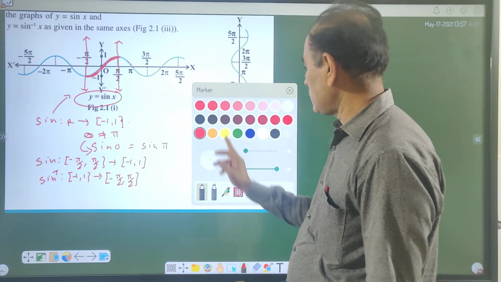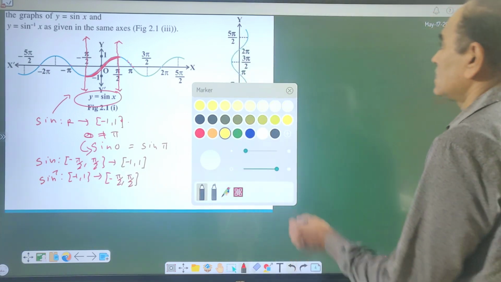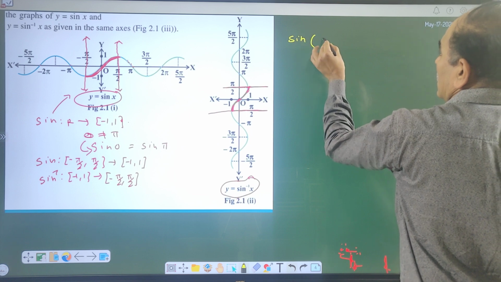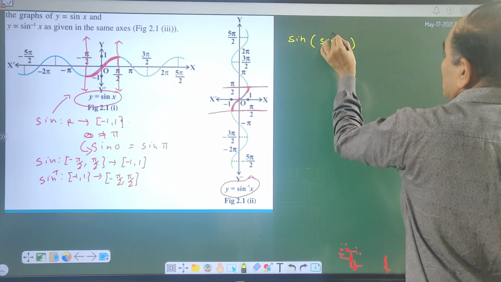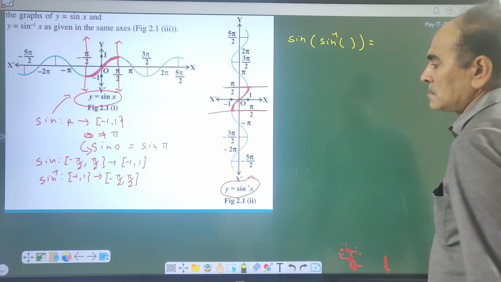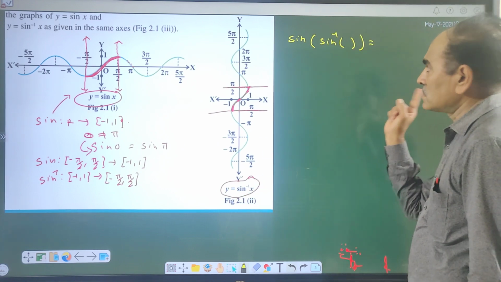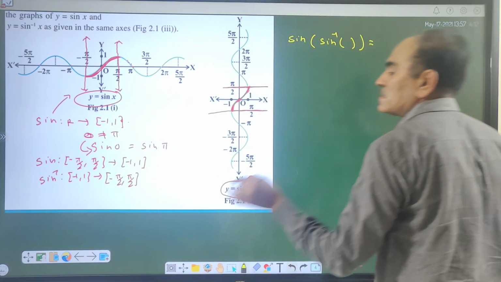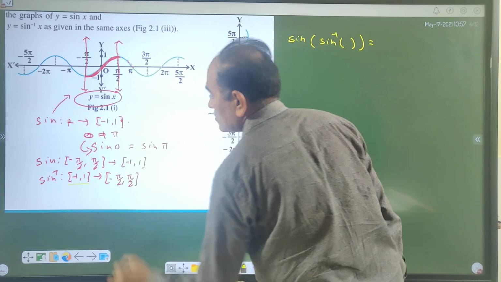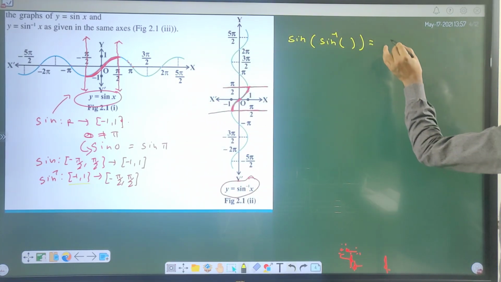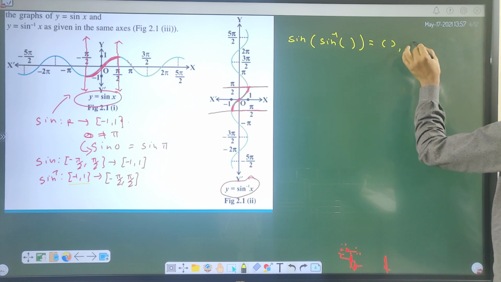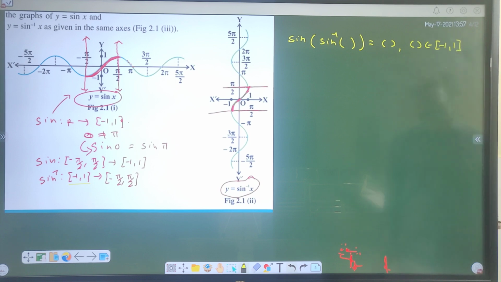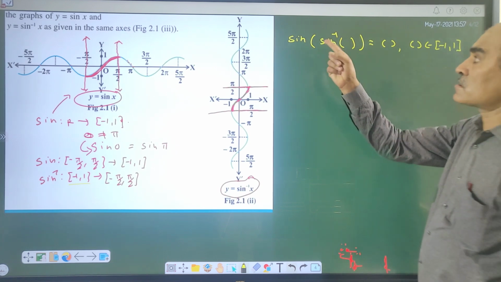Clear? Now see here, for this part, sine of sine inverse x is equal to the identity function on the domain of sine inverse, that is the closed interval minus 1 to 1. That is, sine of sine inverse x is equal to x only when x belongs to the closed interval minus 1 to 1. This is the most important form.